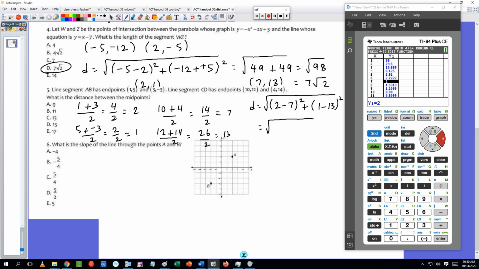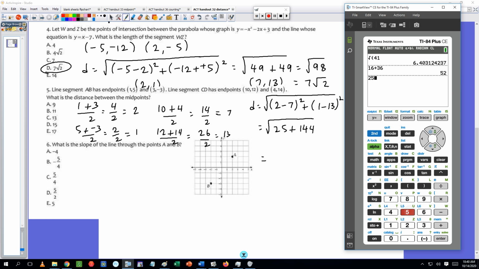2 take away 7 is -5. -5 squared is 25. 1 take away 13 is -12. -12 squared is a positive 144. 25 and 144 make 169. The square root of 169 is 13. Nice problem. Those last 2 problems, very nice.